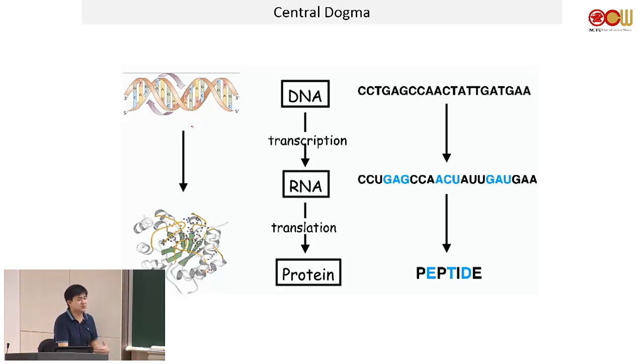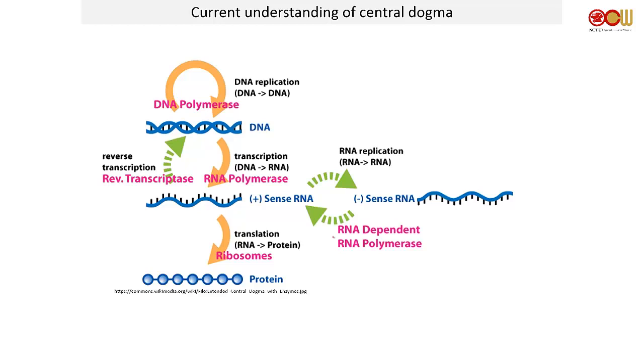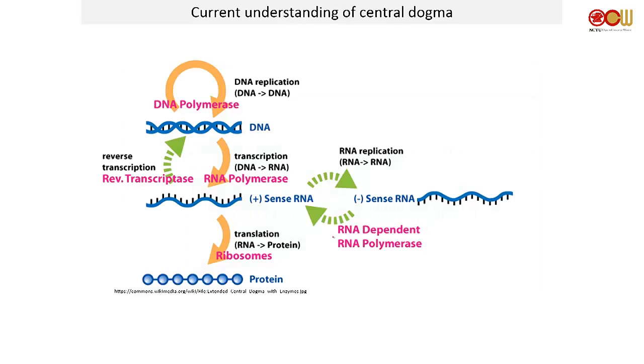The idea is very simple. This is what we call the central dogma. That is the understanding of how life moves on. You get DNA to RNA, RNA to protein, so you have transcription and translation. That's great. However, this is the current understanding of the central dogma: DNA makes RNA, RNA makes proteins. However, it turns out that RNA is really the universal thing.